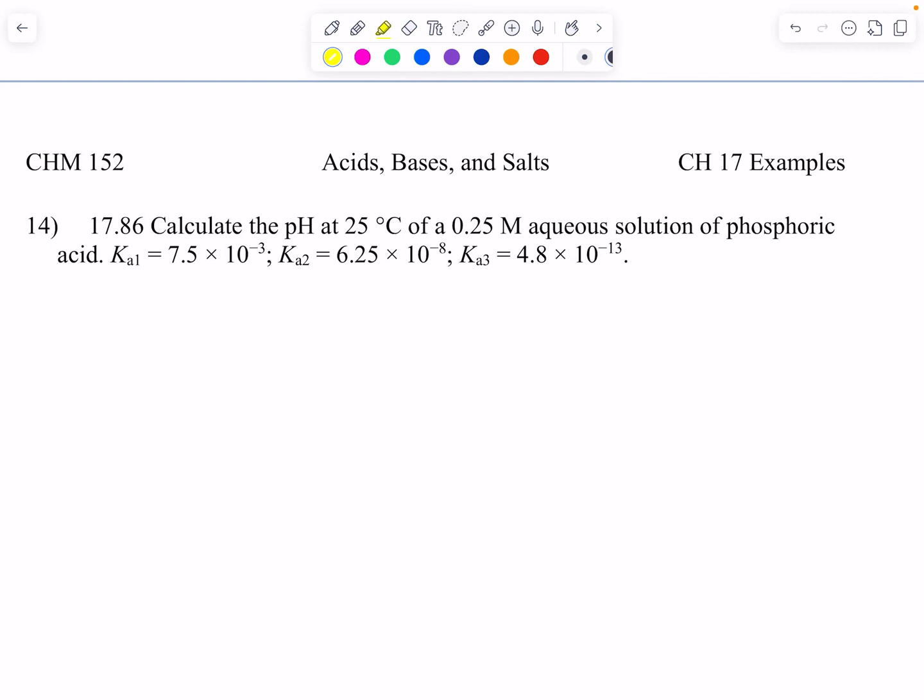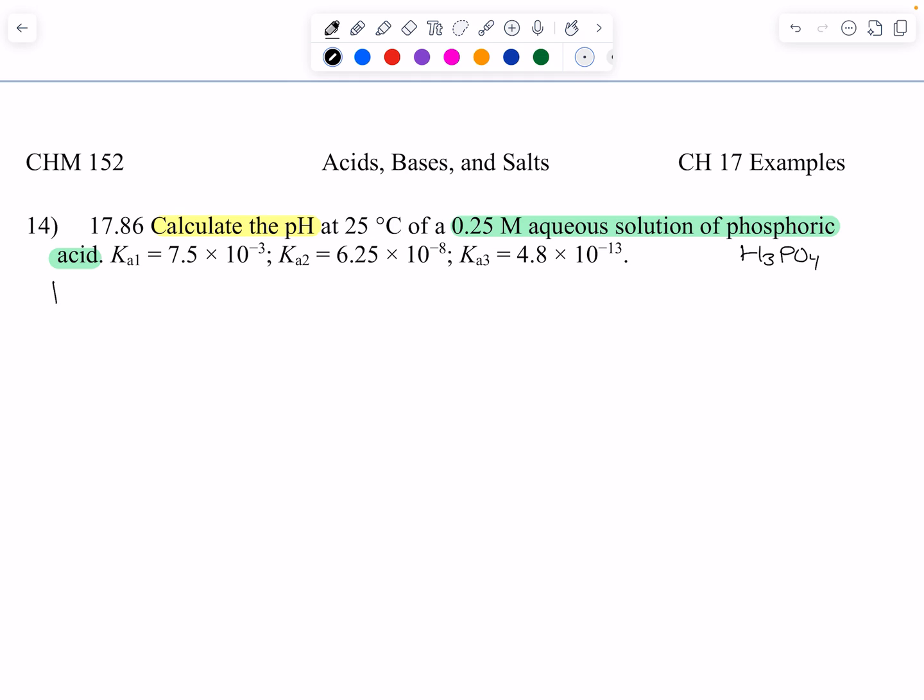All right, guys, number 14, we are going to calculate the pH at 25 degrees Celsius of a 0.25 molar aqueous solution of phosphoric acid. And it gives you the 3 Ka values. Holy moly. Well, phosphoric acid, H3PO4. All right, well, let's dive in.